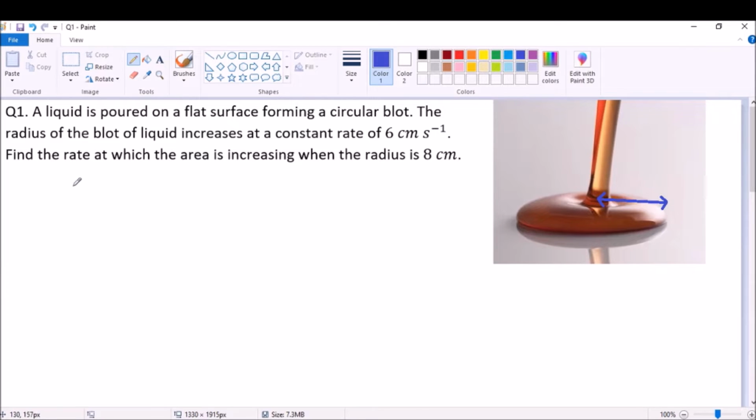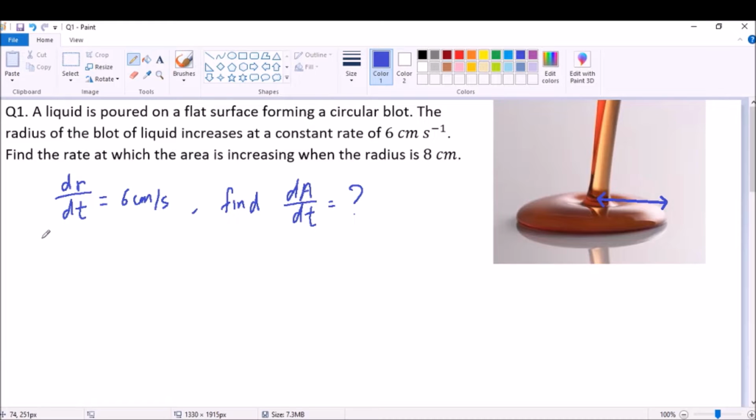So we have dr, where r is the radius, over dt. We are given dr/dt being 6 cm per second. This is the rate at which the radius is increasing while we are pouring. And we are finding dA by dt, where A stands for the area. So we'll find the rate the area is increasing.